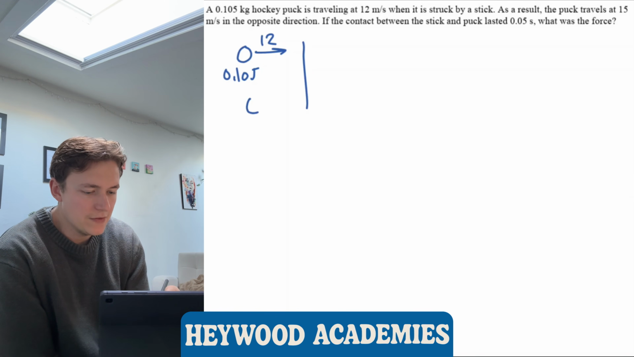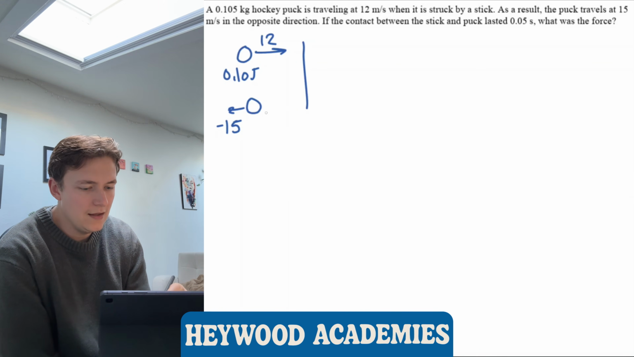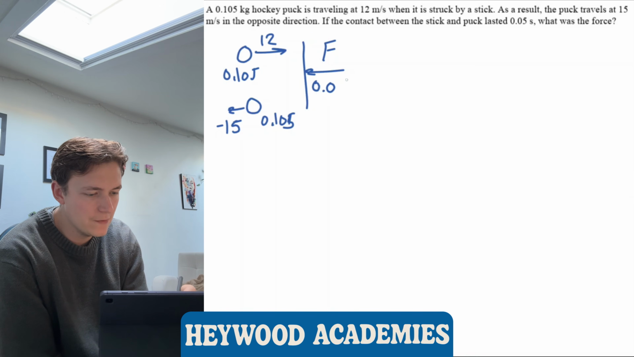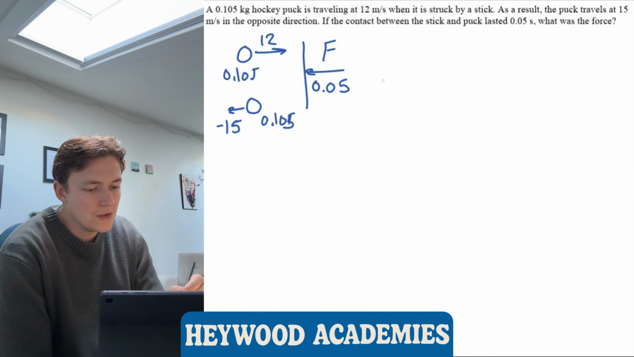And then it bounces off the stick, traveling in the opposite direction. So we'll go -15 for that, and it still has the same mass. Now the stick would apply a force while it hits it. The force is unknown, and the time that was given was 0.05. Yeah, so it's going to be really similar to what we just did. Okay, so nice and easy then. Do the same thing that we did before.